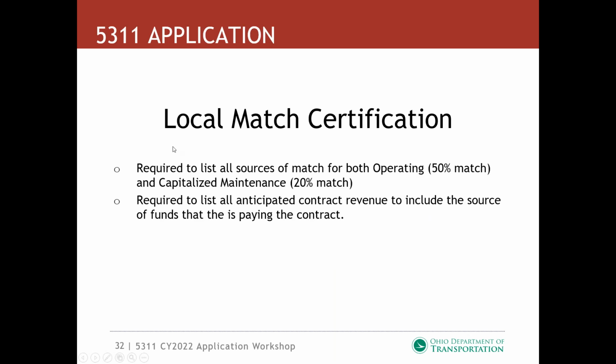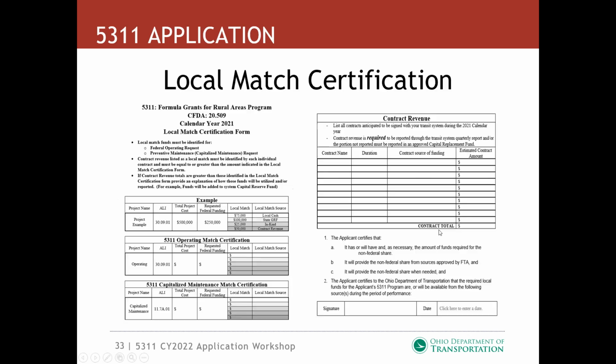The next document we have here is the local match certification. This document was new last year, but it's going to be the same for this year. You also must list any of your anticipated contract revenue, contracts, and the amounts that you anticipate from that contract here in the local match certification to be able to show that you have the local match to meet the requirements here for these federal programs.